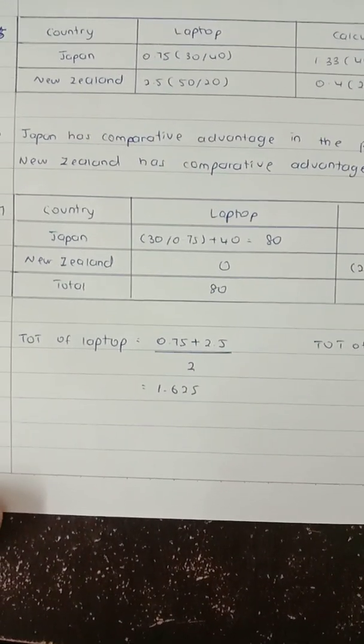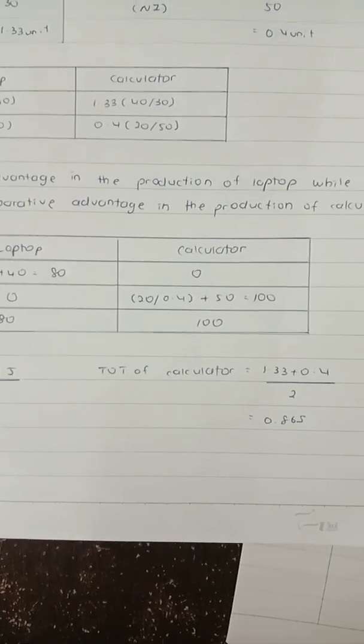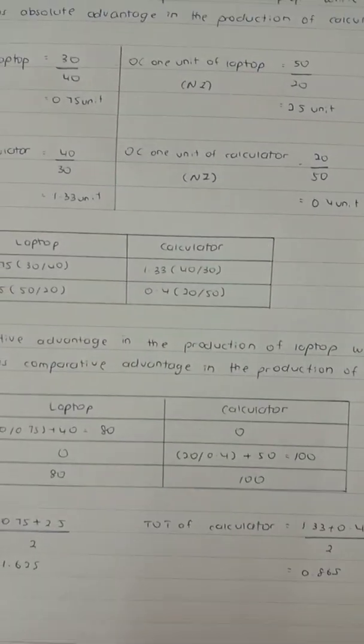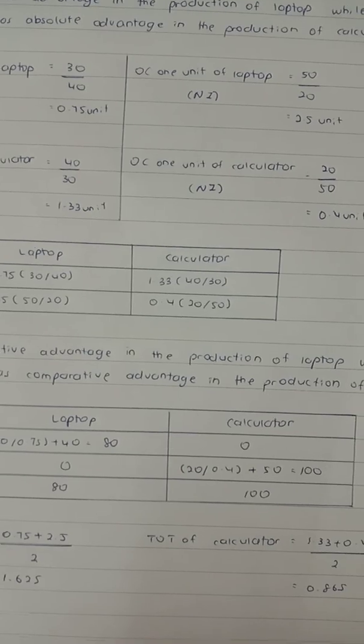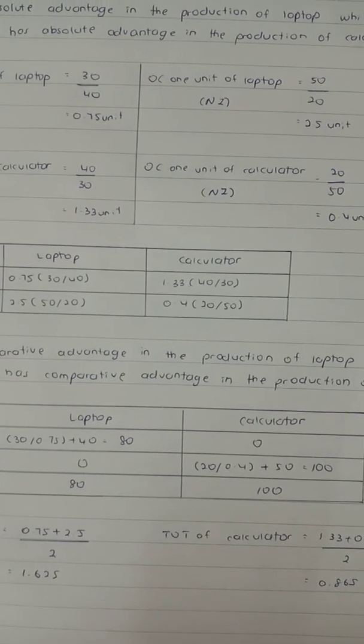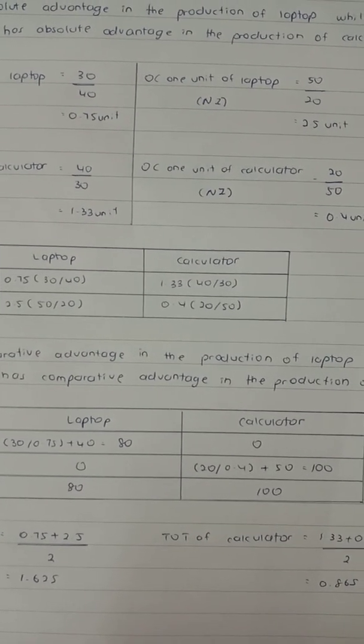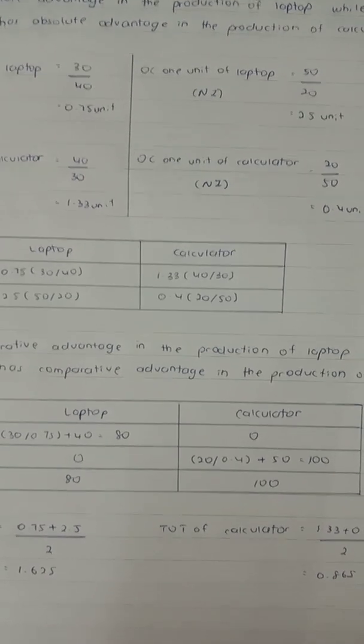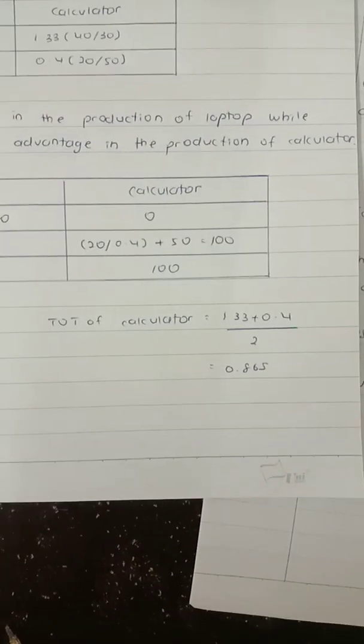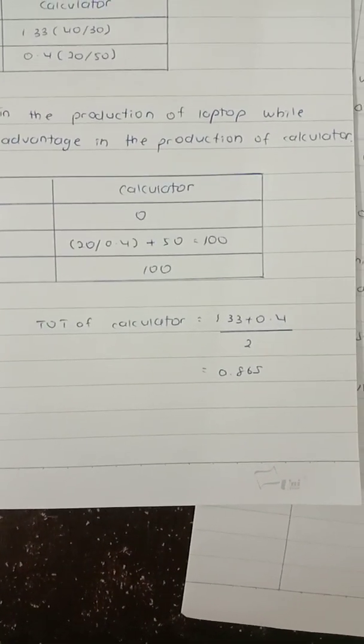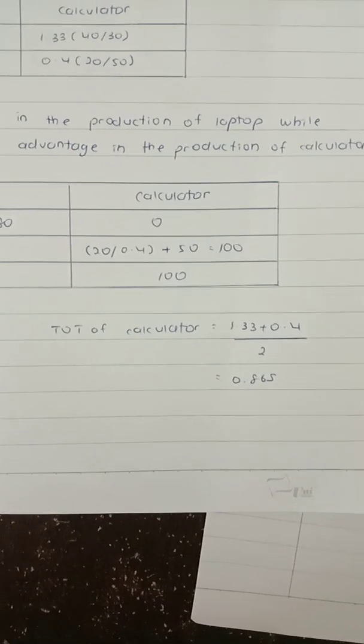So we get 1.625. For the terms of trade of calculator, refer back to the table of opportunity cost. We get for Japan 1.33 and for New Zealand 0.4. So add both values and divide by 2. So we get 0.865. So that's all. Thank you.